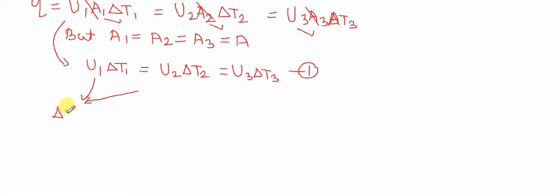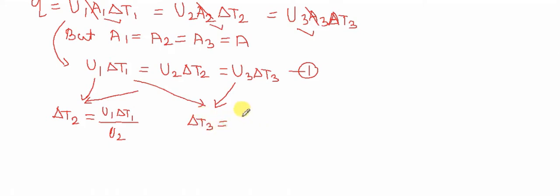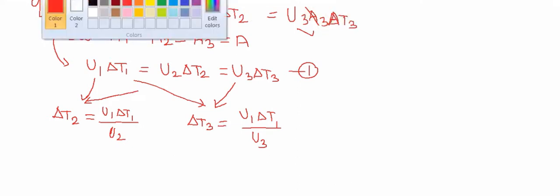From this you get delta T2 is equal to U1 delta T1 divided by U2. Similarly, when you consider this equation, you get that delta T3 is equal to U1 delta T1 divided by U3. Okay, so you get this.